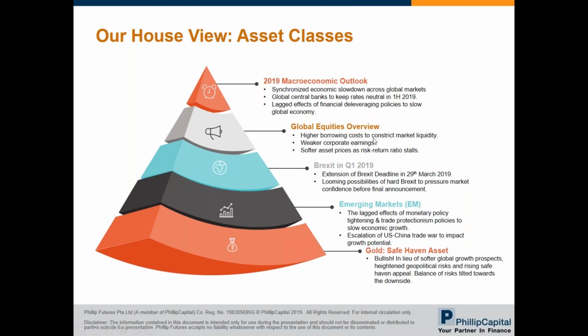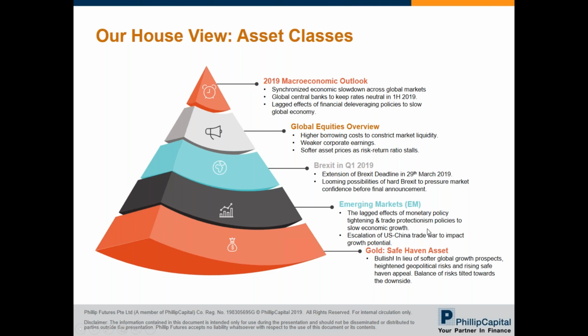Global equities: higher borrowing costs are likely to constrict market liquidity, bringing weaker corporate earnings and softer asset prices. And of course, we want to pay attention to this, as these are interest-bearing assets that give dividends. Gold is a non-interest-bearing asset, so very strong, robust performance elsewhere is likely going to give some headwinds to gold. For Brexit extension, the looming possibility of a hard Brexit is very dangerous. It's going to pressure market confidence.